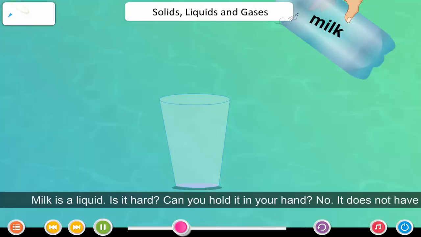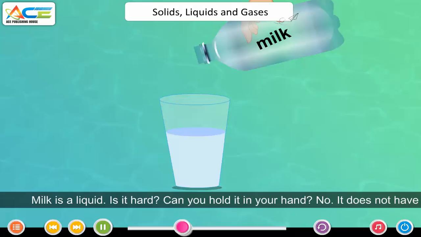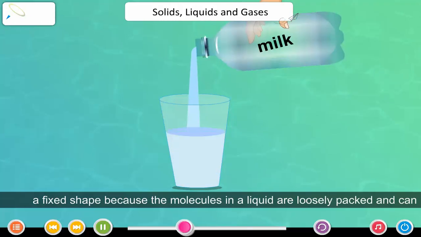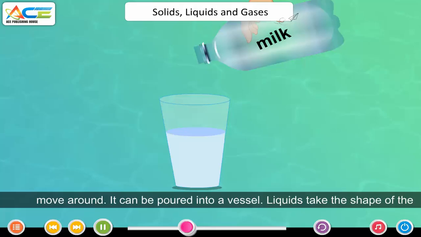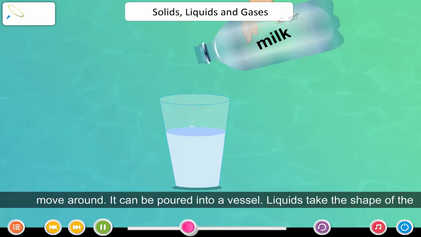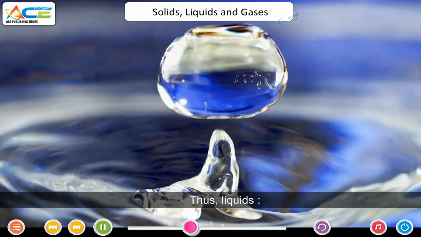Liquids. Milk is a liquid. Is it hard? Can you hold it in your hand? No, it does not have a fixed shape because the molecules in a liquid are loosely packed and can move around. It can be poured into a vessel. Liquids take the shape of the vessel in which they are kept. Thus, liquids have no fixed shape.